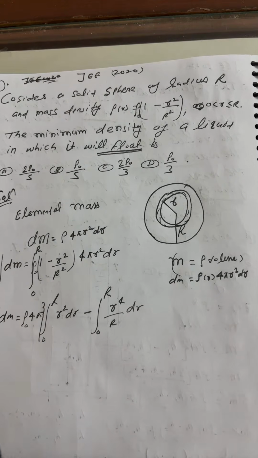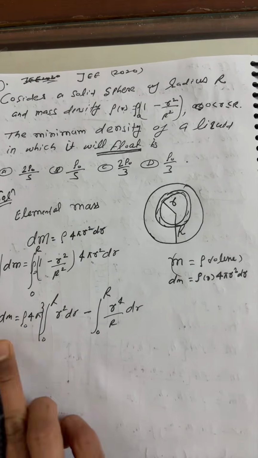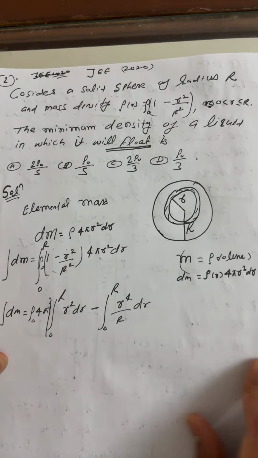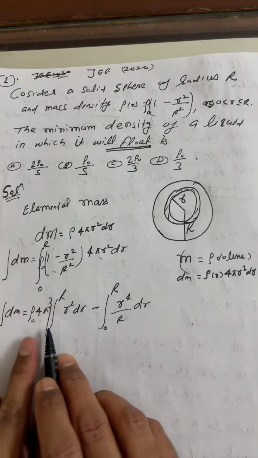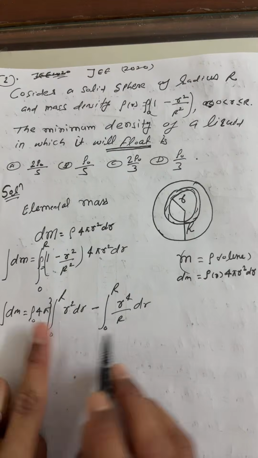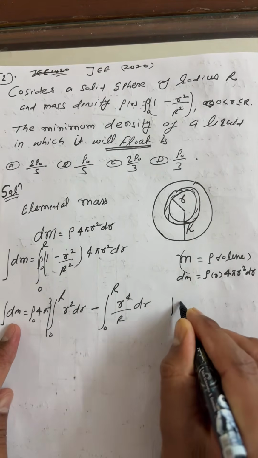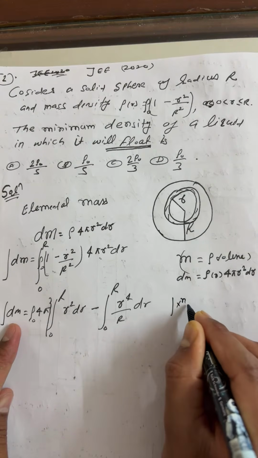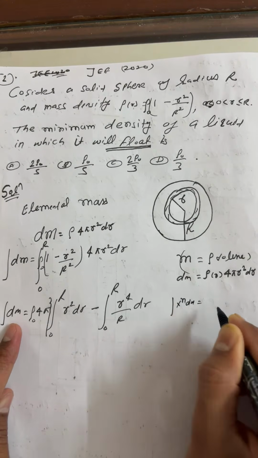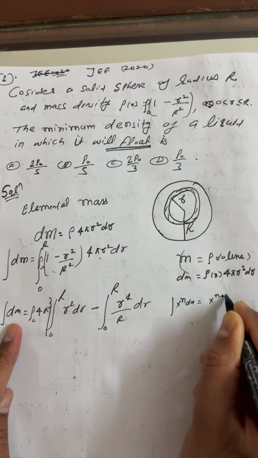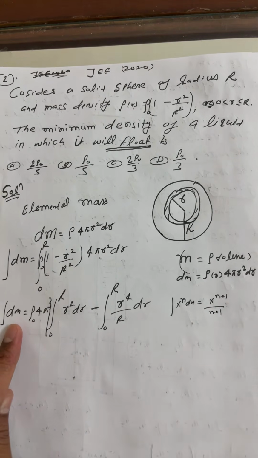So, B65, this is dm. Integrate both sides, my dear. So this is rho naught 4 pi, it's common. Then I hope everyone remembers the basic formula of integration: x to the power n into dx gives x to the power n plus 1 over n plus 1.